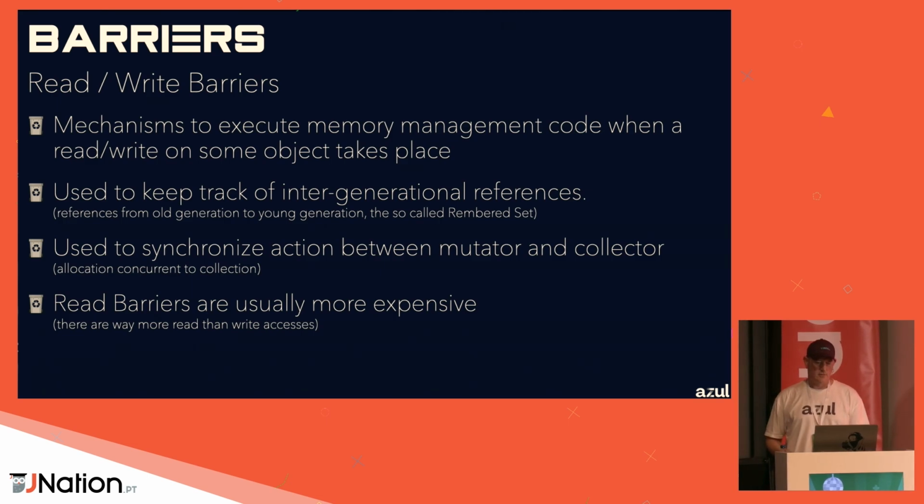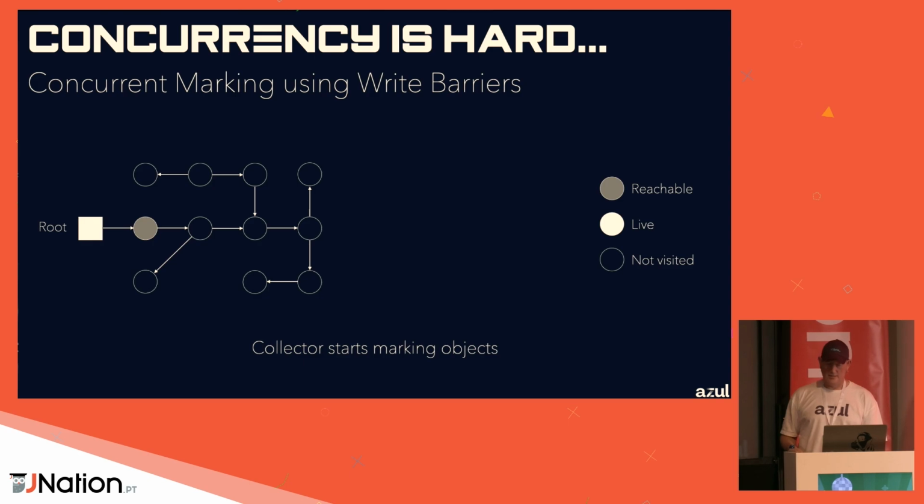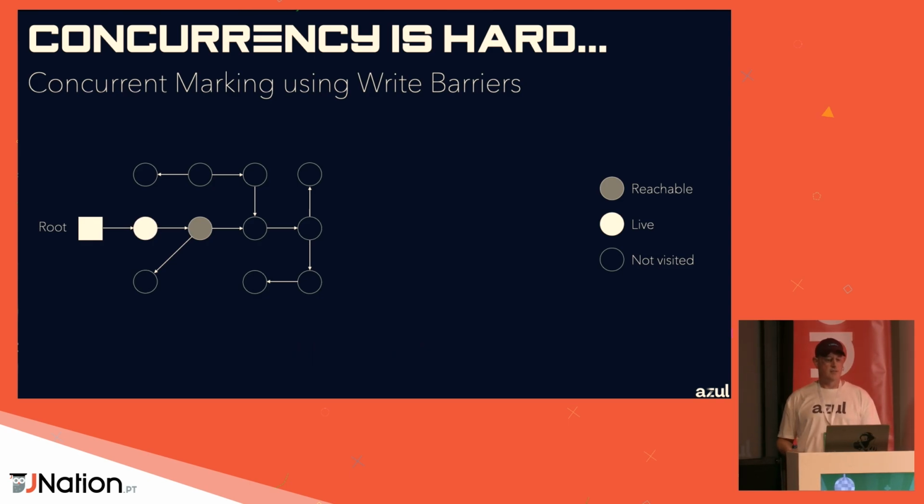Read barriers are usually more expensive. Same example. So we go ahead, we mark the stuff. This is reachable. You see there's still the reference. We mark the next one as reachable. OK. And we add write barriers everywhere. This will be added automatically by the JVM.